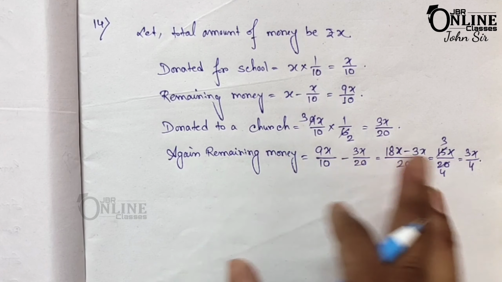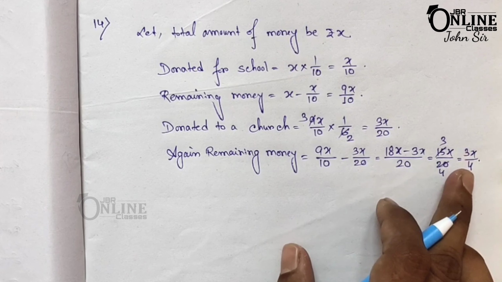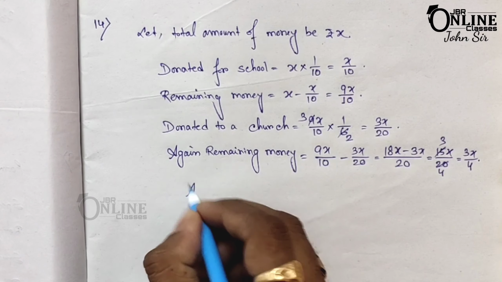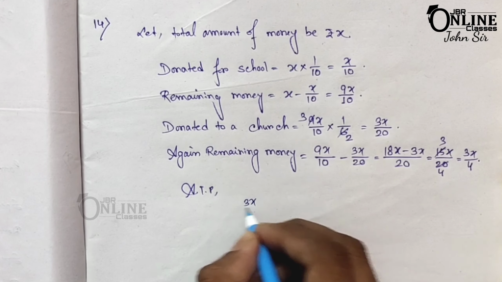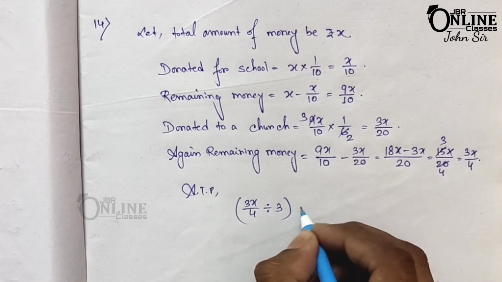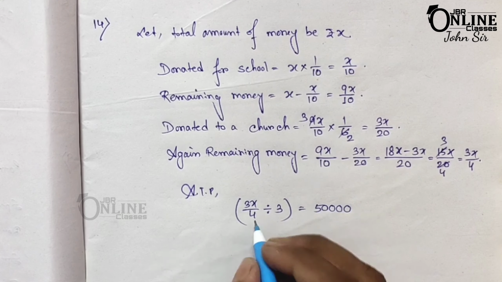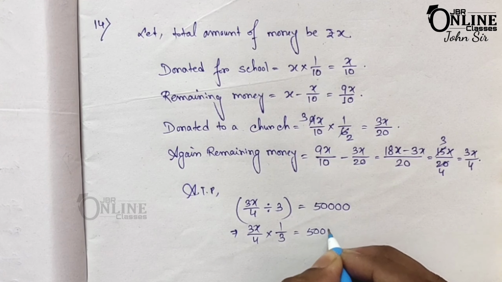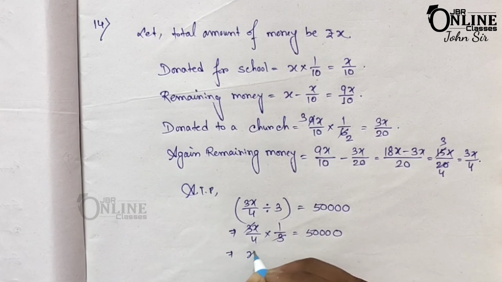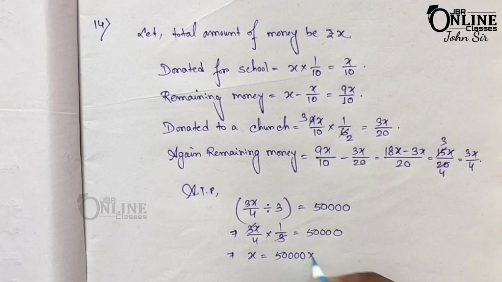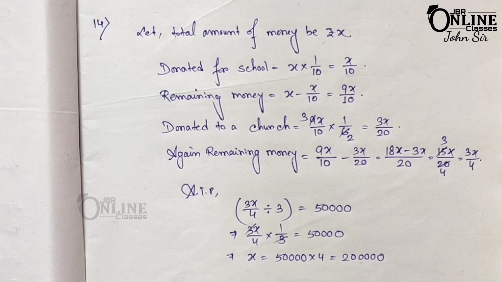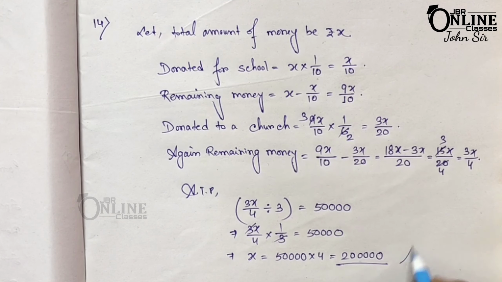his 3 children. That means each child got 3x by 4 divided by 3, and here the amount is 50,000. So according to the problem, 3x by 4 divided by 3 equals rupees 50,000. So 3x by 4 into 1 by 3 is 50,000. So x equals 50,000 into 4. So that is the total amount of money. So it's the answer.